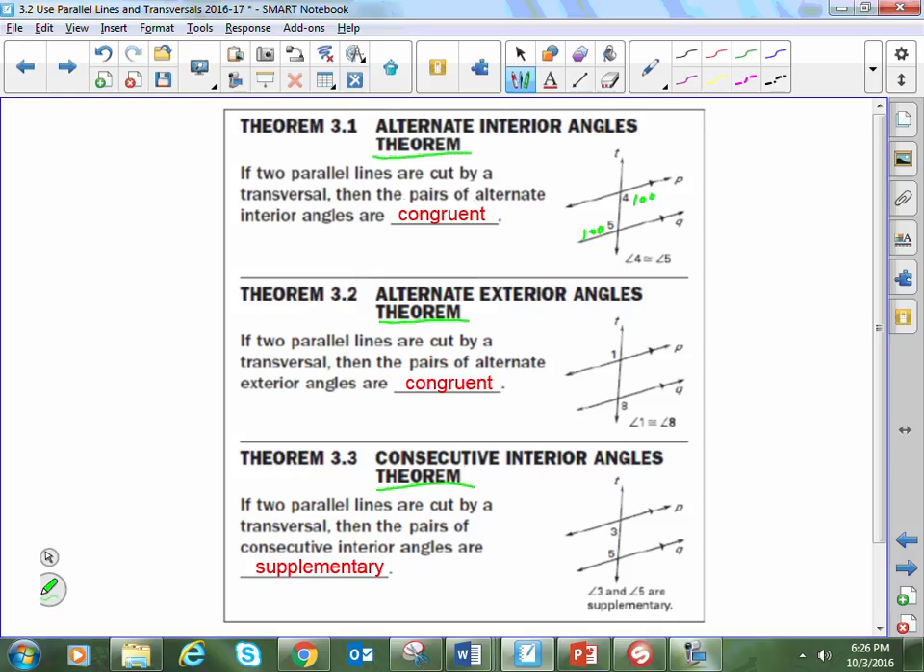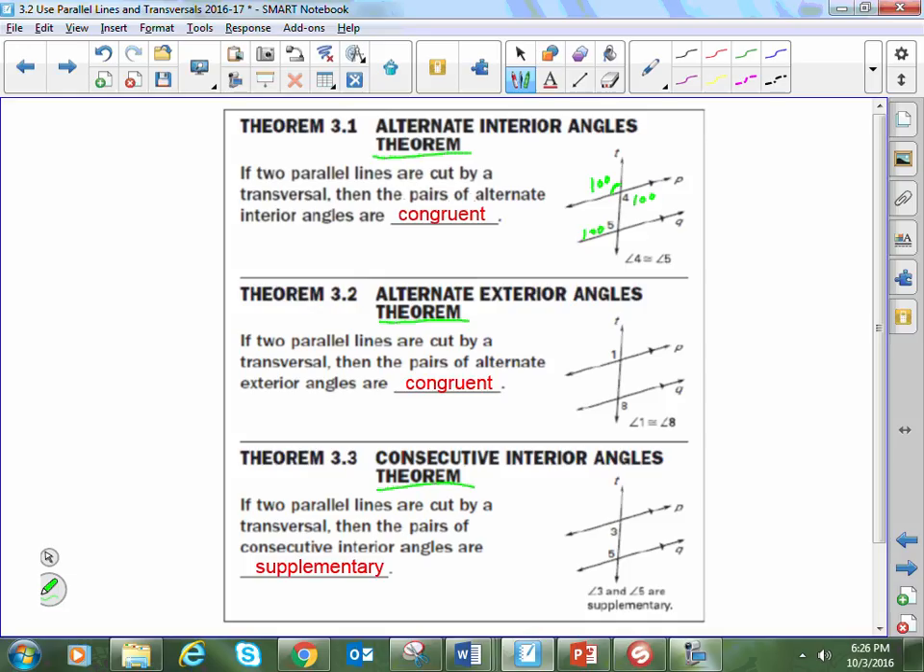Why? If we accept the corresponding angles postulate to be true, the angle that is vertical to angle 4 must also be 100 degrees. And therefore, angle 5 would be its corresponding angle pair, so it would also have to be congruent. Therefore, we can say that the alternate interior angles must also be congruent to each other.